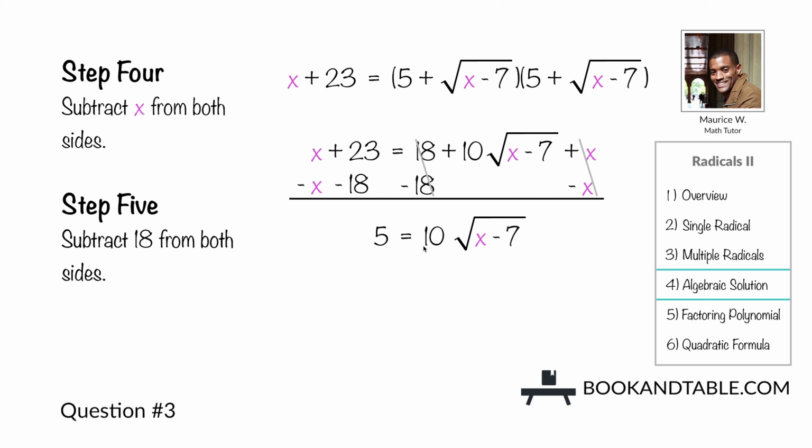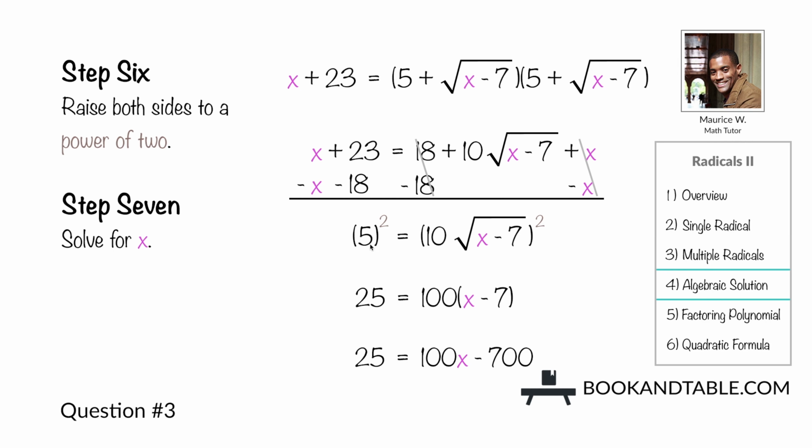And now step 6, raise both sides to a power of 2 to get rid of this radical. When we do so, 5 squared equals 25. And on the right side, 10 squared equals 100. The radical times itself gives us x minus 7. We have to distribute this 100 to the x. So we get 100x. 100 times negative 7 gives you negative 700. And now we can solve for x. Step 7. So we have 25 is equal to 100x minus 700.